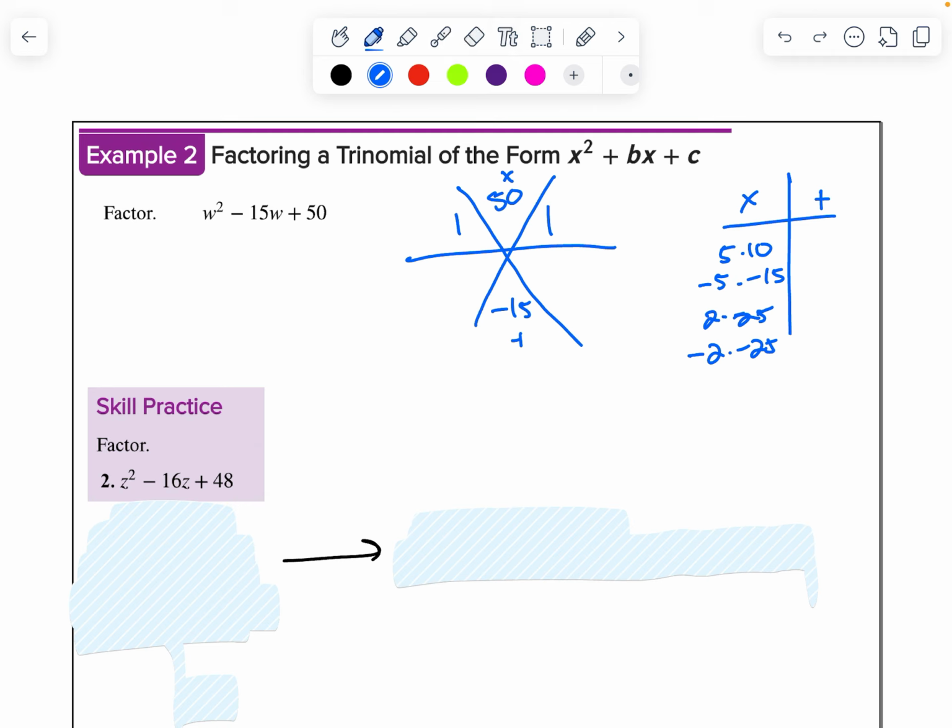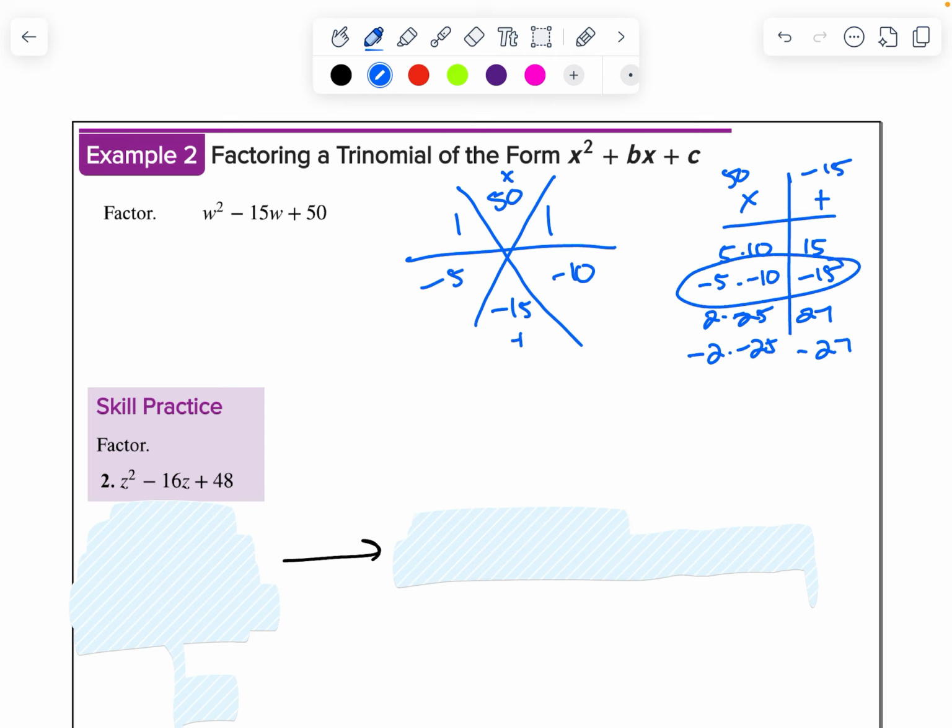Now, the reason I'm listing both is because these are going to add to 15, but I don't need 15. I need negative 15. I miswrote this second. It's negative 5 and negative 10. Multiply to 50. Those add to negative 15. Those add to 27. These add to negative 27. And notice I want them to multiply to 50 and add to negative 15. And so that's my winning combination there. Negative 5 and negative 10.